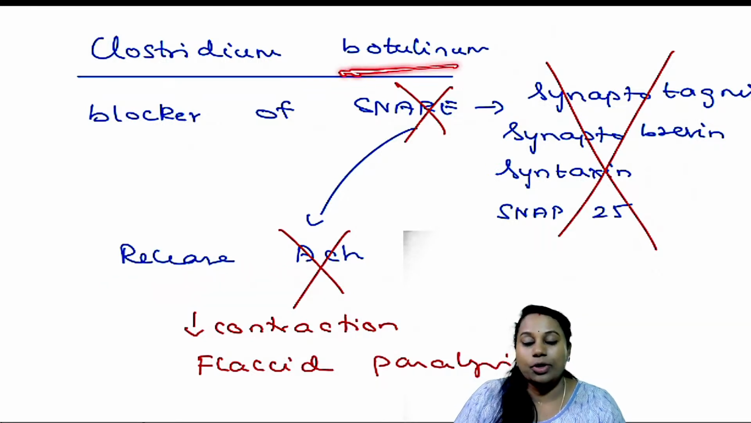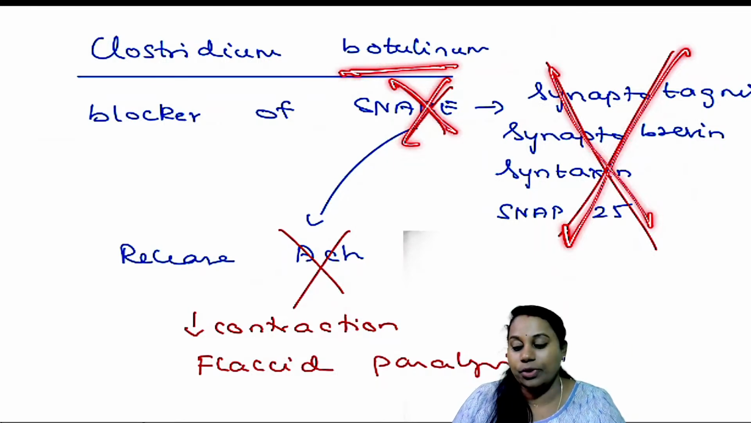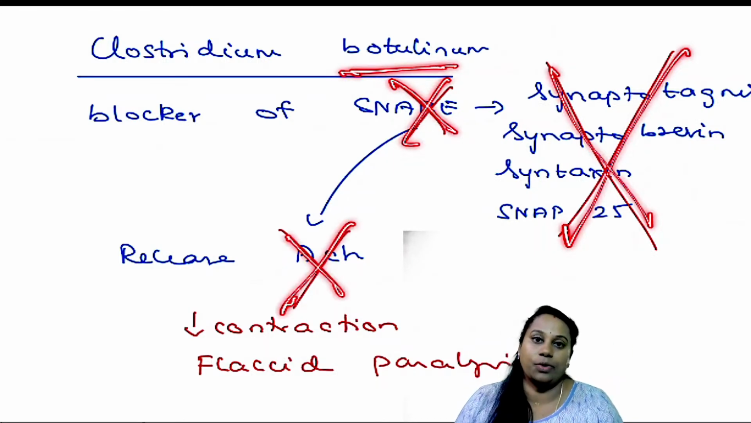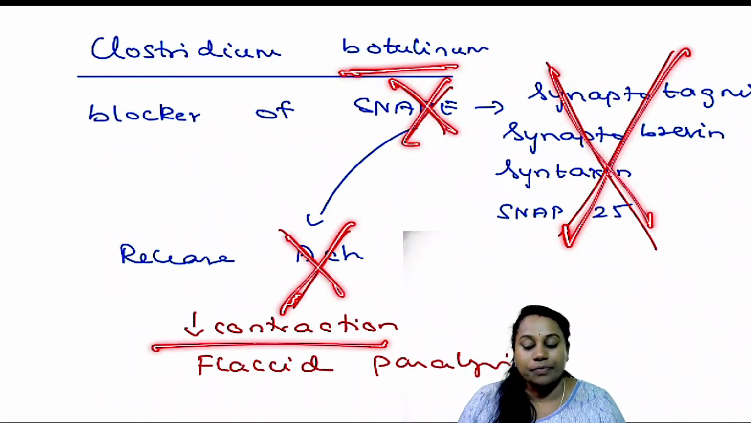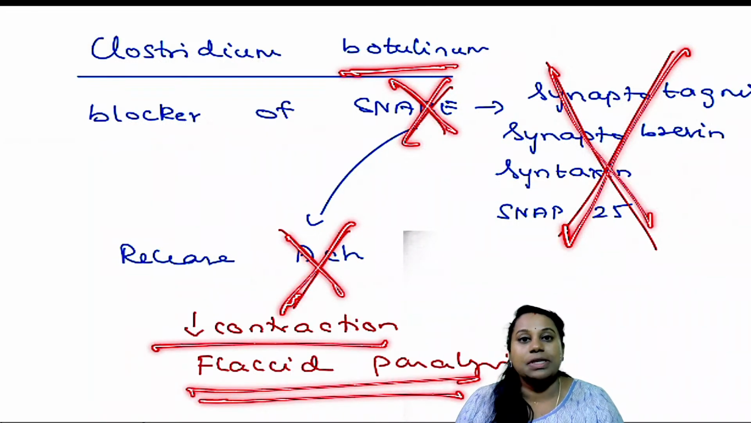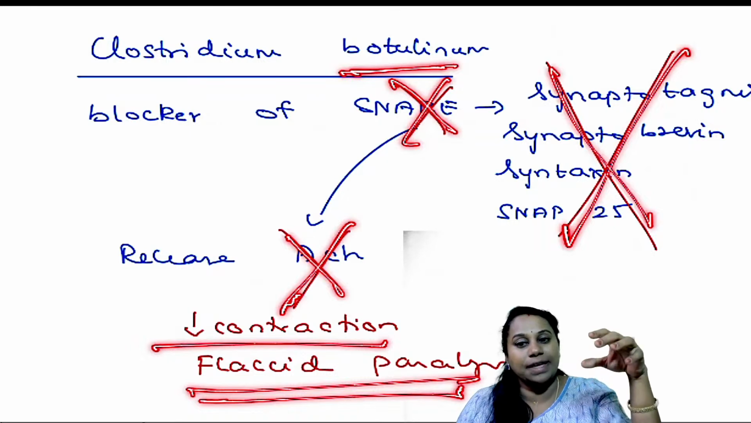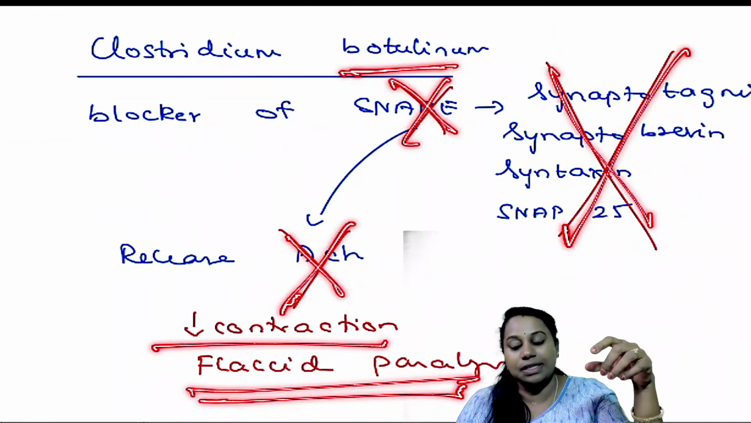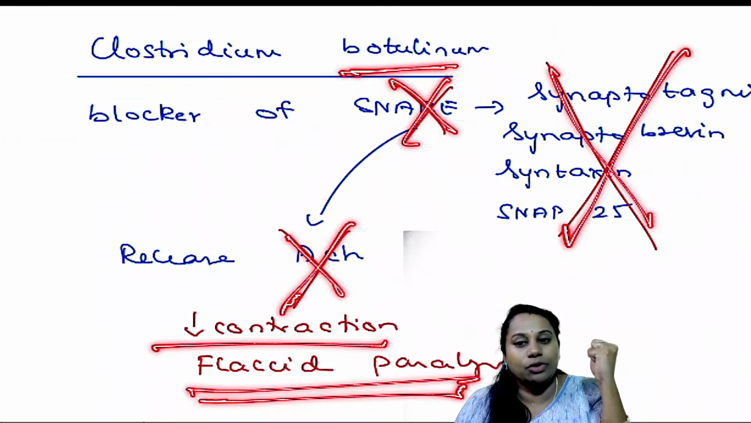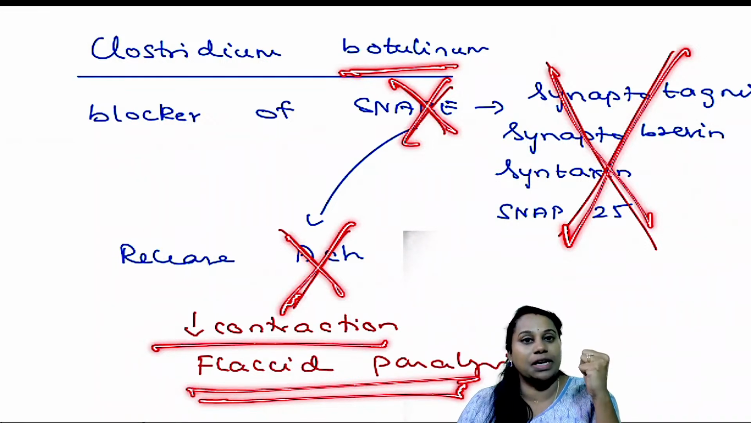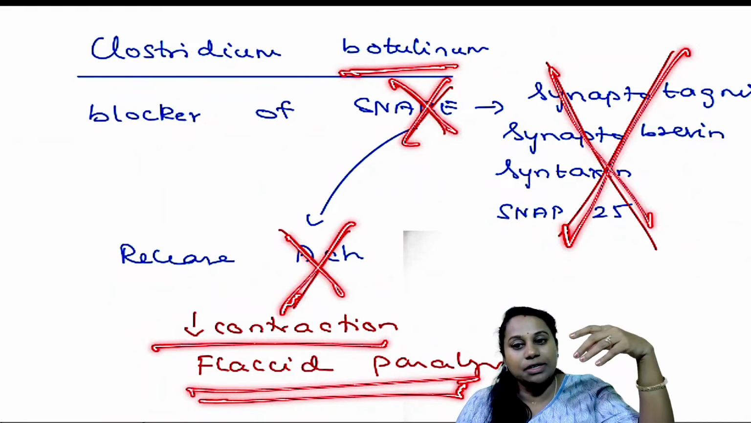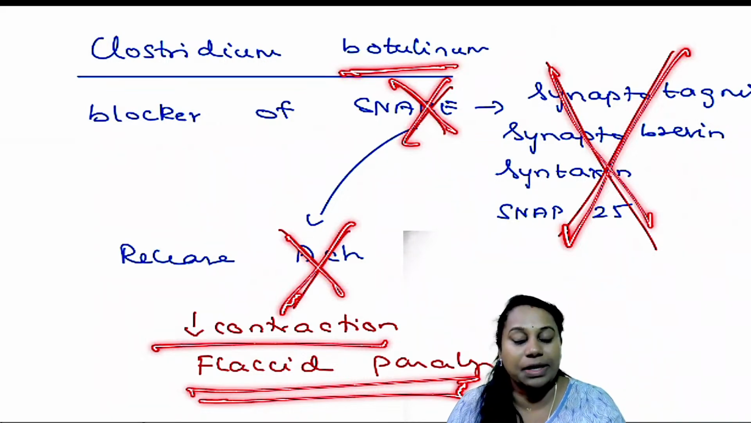But Clostridium botulinum is a blocker of SNARE protein. If you block SNARE proteins, you are blocking the release of acetylcholine. If there is no acetylcholine, contraction decreases. If contraction decreases, muscles will go without contractions. See, this is normal muscle tone. If the muscles are losing contraction, they will become like this. This is called flaccid paralysis. If the muscles are becoming too contracted, it is called spastic paralysis. But here, if the muscles are becoming so weak like this, it is called flaccid paralysis.